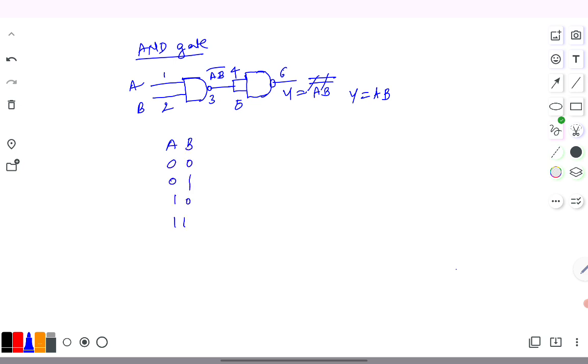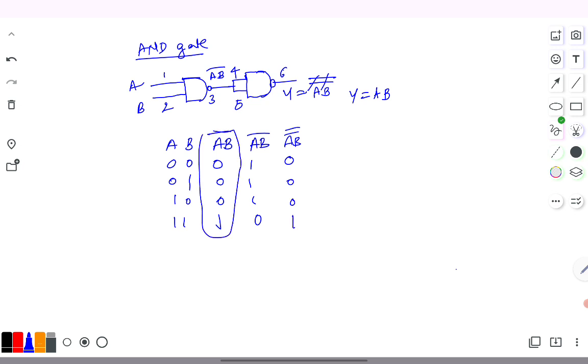0 1 1. This is A B. Again A B bar, A B double bar. See, 0 into 0 is 0, 0 0 0 1 1 1 1 0. Again A B double bar complement, 1 1 becomes 0, 0 0 0 1. This one is equal to like this. A B is equal to A B double bar. Okay, next OR gate.